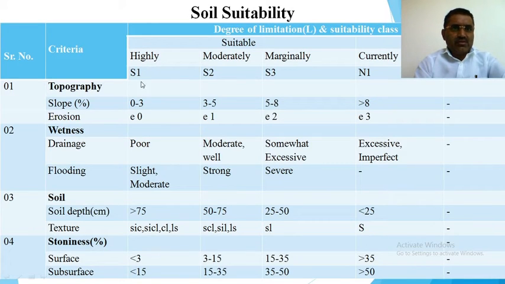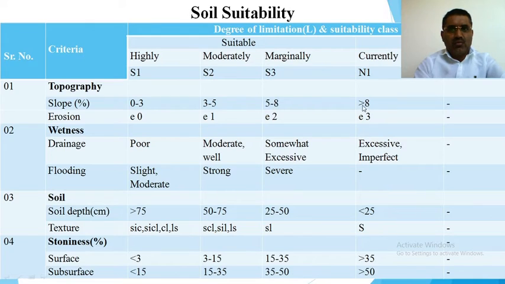If S1 slope percentage is there, if slope is 0 to 3, that number is given over here, or not class but suitability class is over here. S1, suitable 1, suitable 2, and suitable 3. Highly, that is highly suitable. 0 to 3 percentage slope is there, then that is highly suitable. 3 to 5 percentage slope is there, that is moderately suitable. 5 to 8 percentage slope is there, that is marginally suitable for the agricultural.